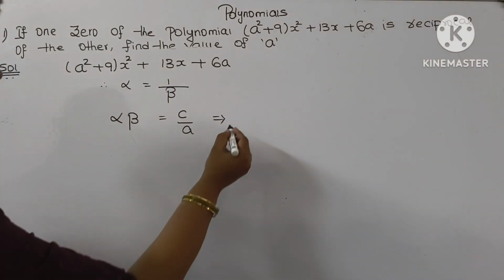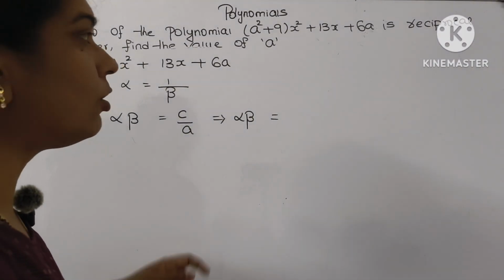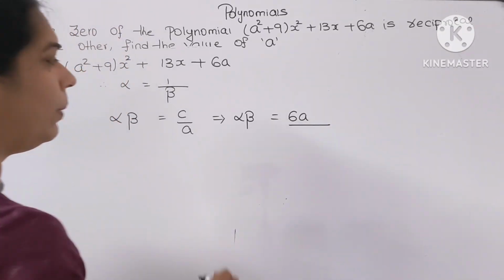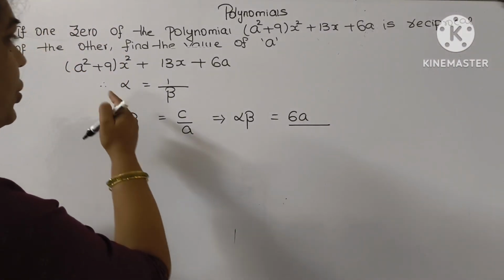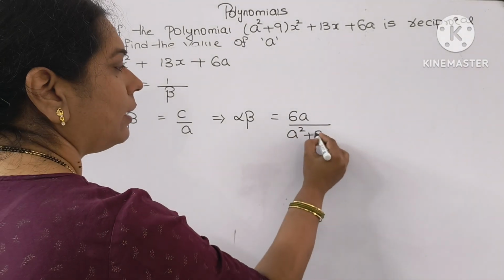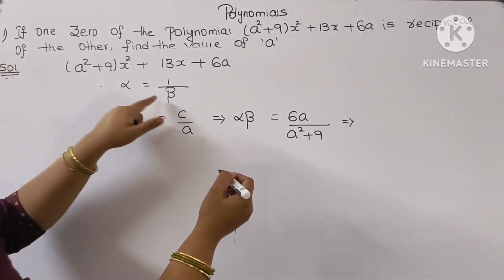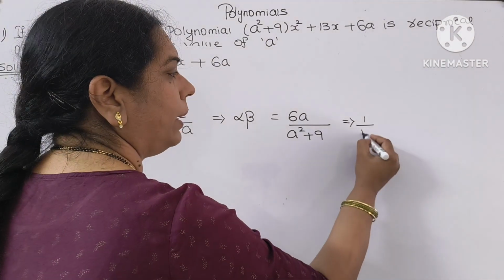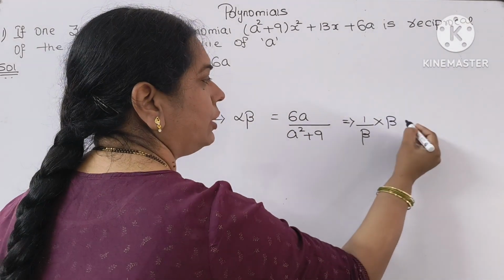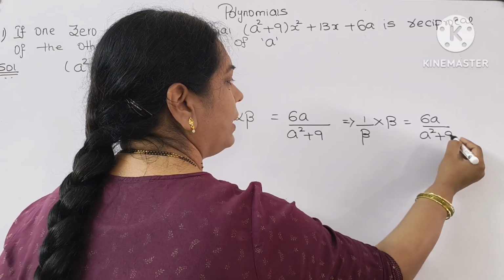What does it mean? It means alpha beta is equal to, what is my c? C is the constant. Constant is 6a, divided by, what is a? A is the coefficient of x square. So it is a square plus 9. Simplify this. We know alpha is 1 by beta. So 1 by beta into beta, beta is beta only, there is no change for beta, is the same as 6a by a square plus 9.